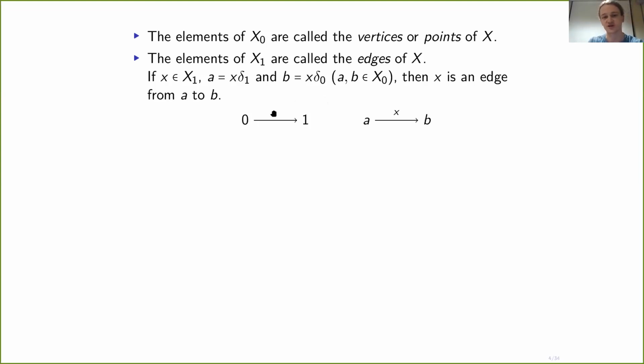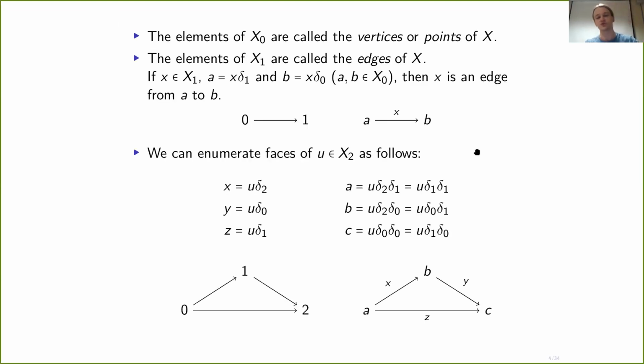So for reference here, I drew the simplex with labels 0 and 1, so that you can see that when I'm applying delta 0, I'm omitting A, right? And then this goes on to higher dimensions.